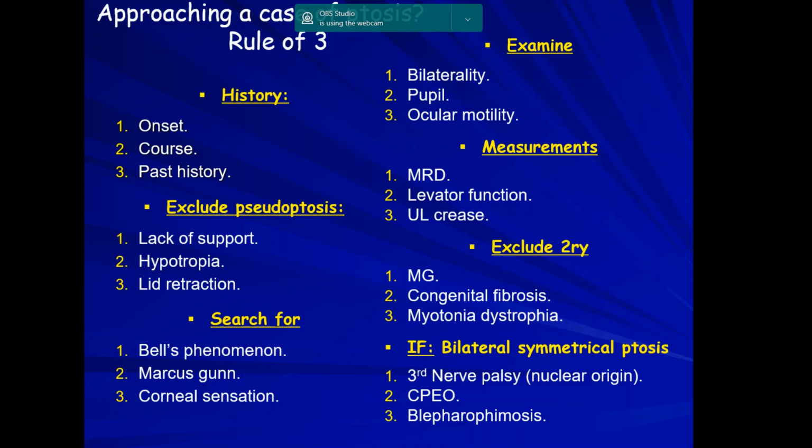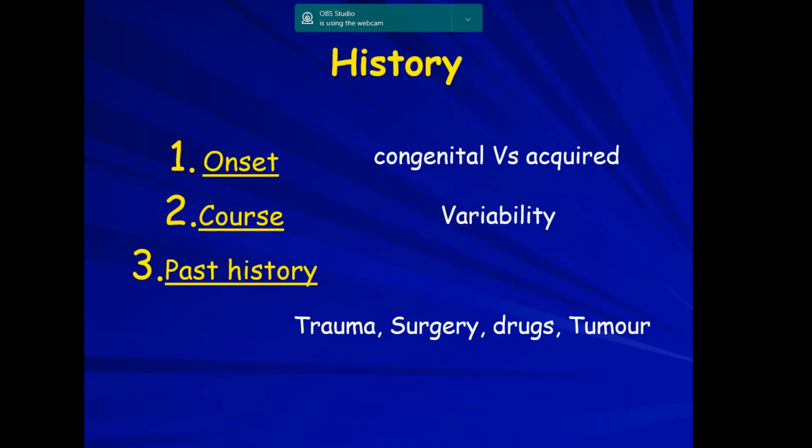Then if you have in your clinic a patient with bilateral symmetrical ptosis, you should search for third nerve palsy with nuclear origin, or chronic progressive external ophthalmoplegia, or blepharophimosis.